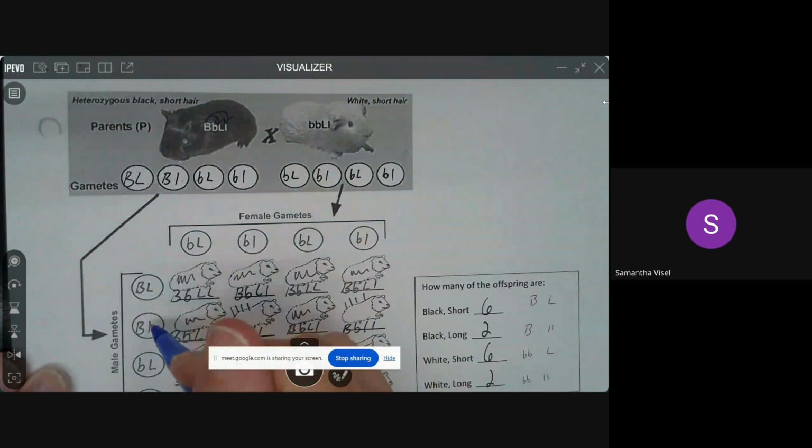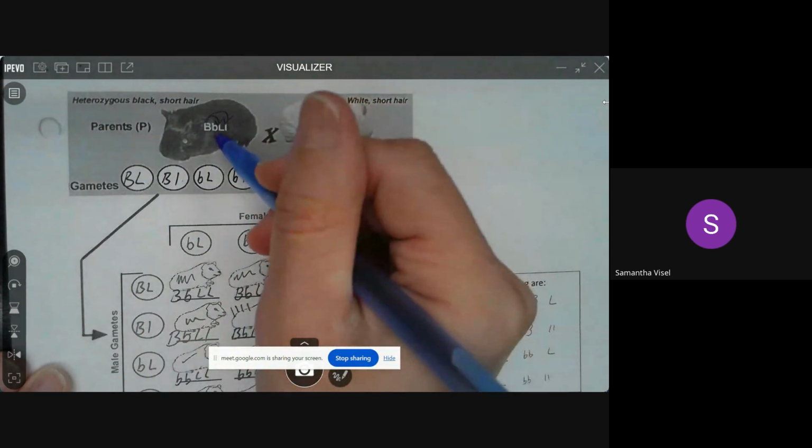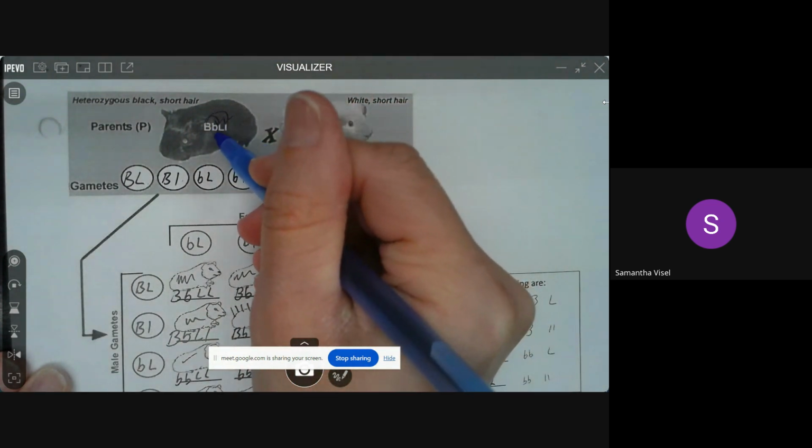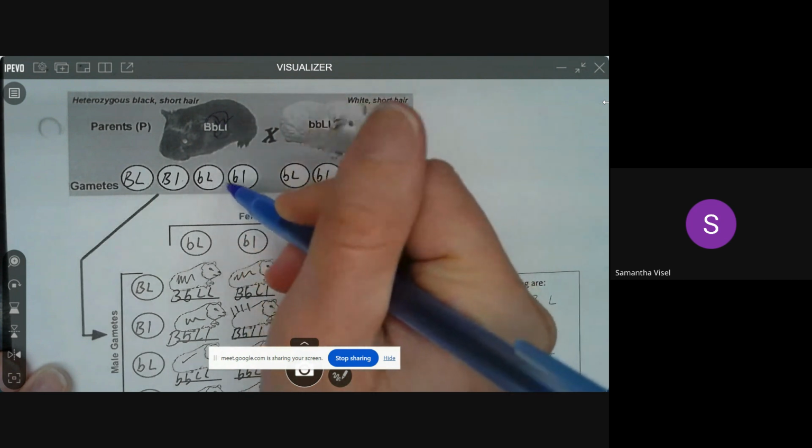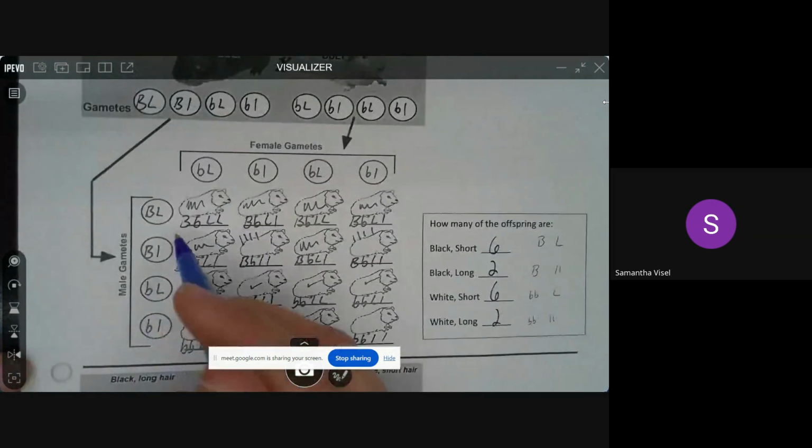And I would rewrite the male gametes. So this is where the possible sperm combinations would go. Once I run out of options for that one, I move on to the next one. So this lowercase b could be inherited with this uppercase L or with this lowercase l. And we're just going to rewrite these down here. Just going to bring them down on the side.